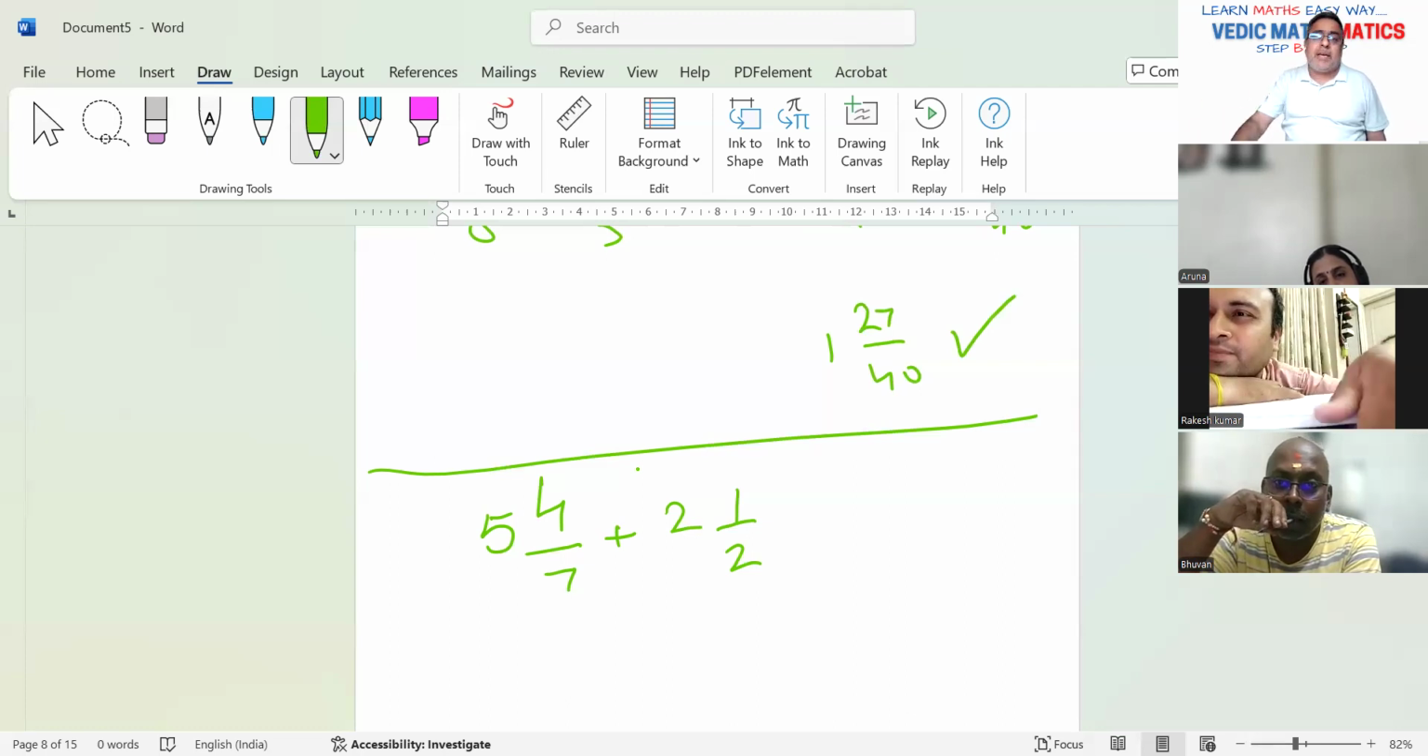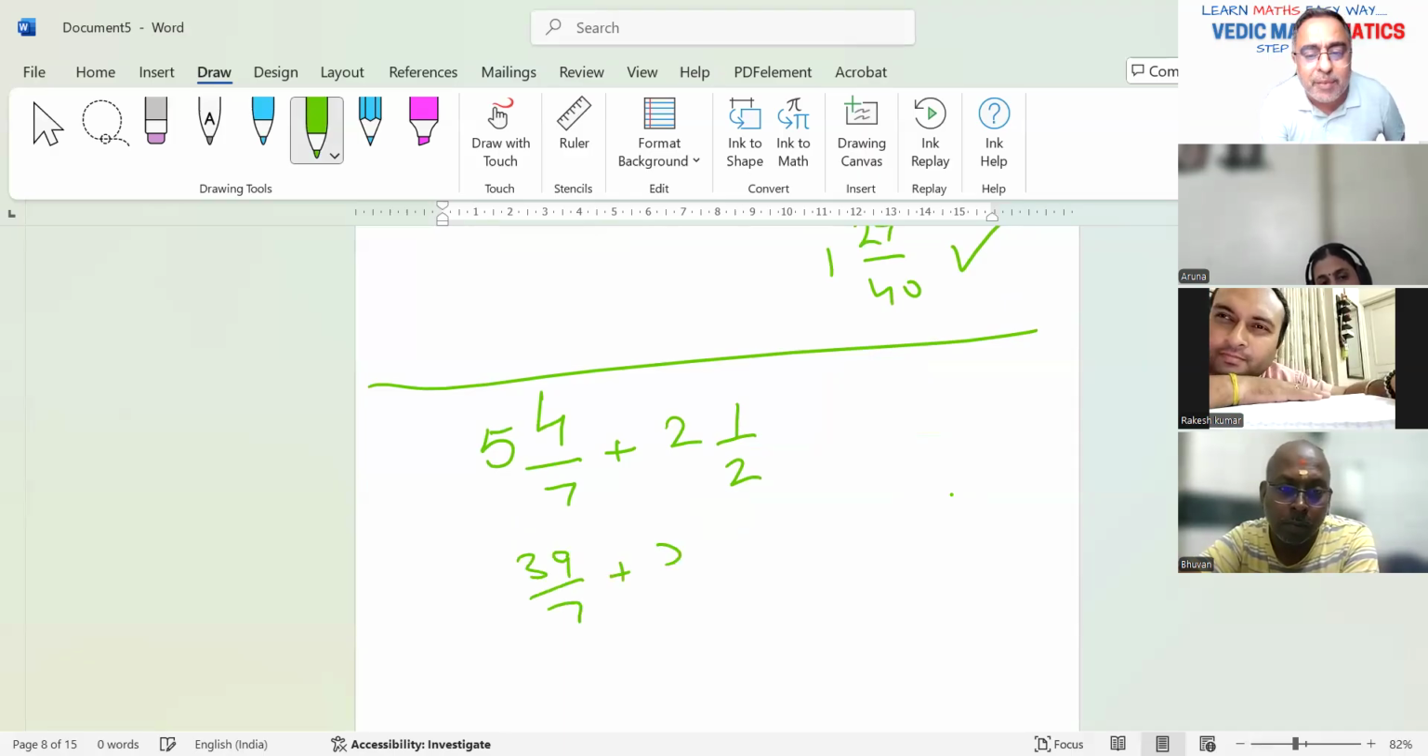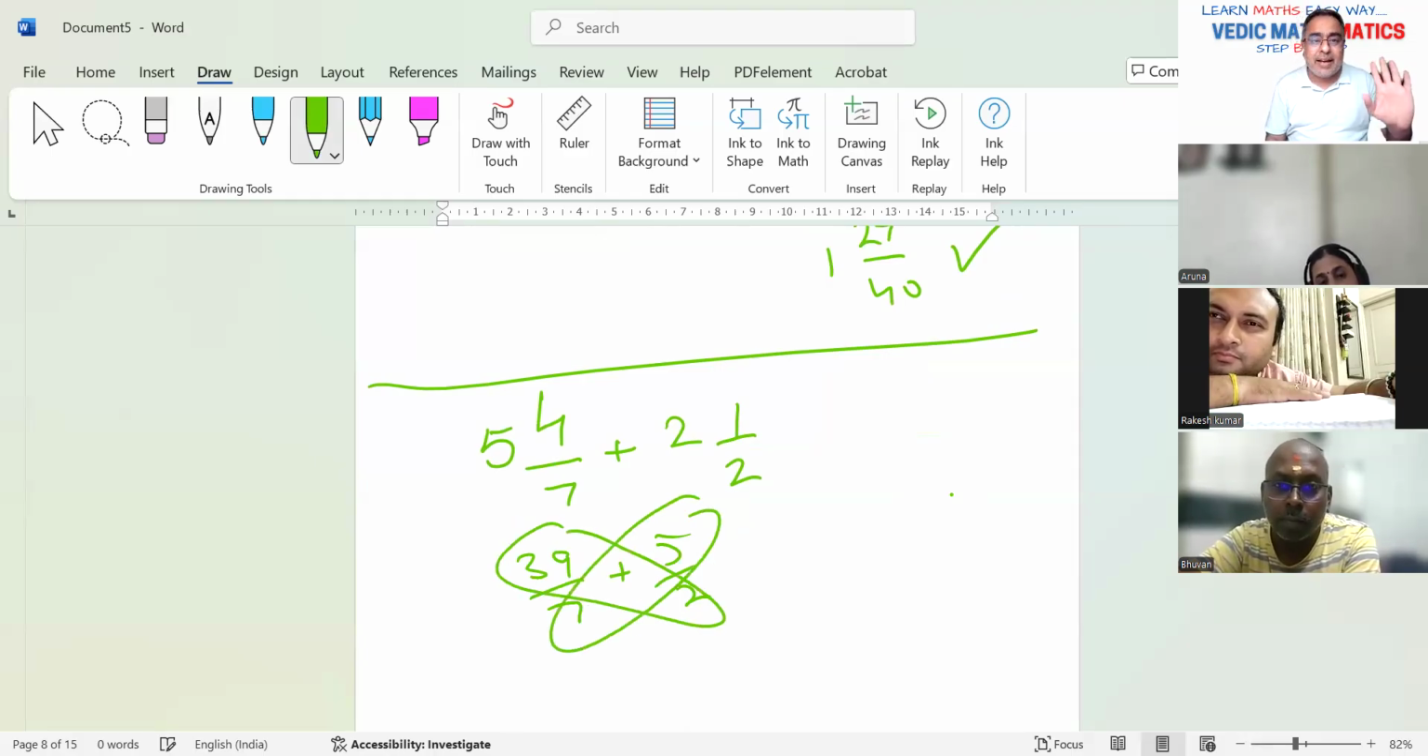See, what you are saying, Aruna, Bhuvan, you are making it bigger. Yes. Correct. What you did, 5 7s are 35, 39/7 plus 5/2. Correct. Now 39 into 2, 78 plus 35. Correct. That's what happened, right? 78 plus 35.